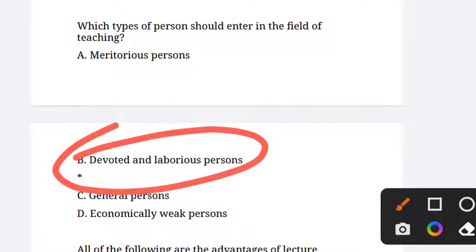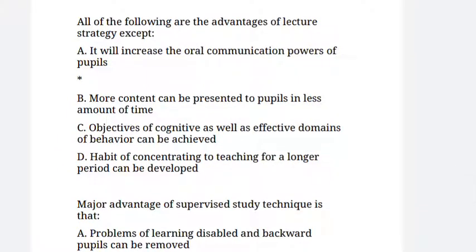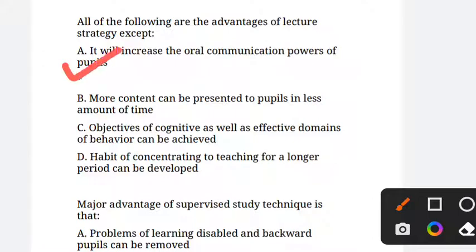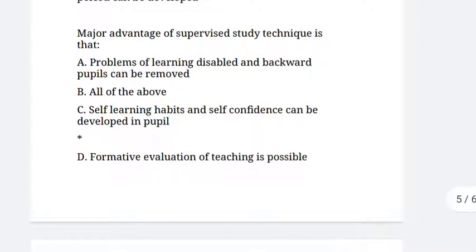B is correct here. Next question, all of the following are the advantages of the lecture strategy except. Its answer is option A, it will increase the oral communication power of pupils. Next question, the major advantage of the supervised study technique is that. Its answer is option C, self-learning habits and self-confidence can be developed in pupils.